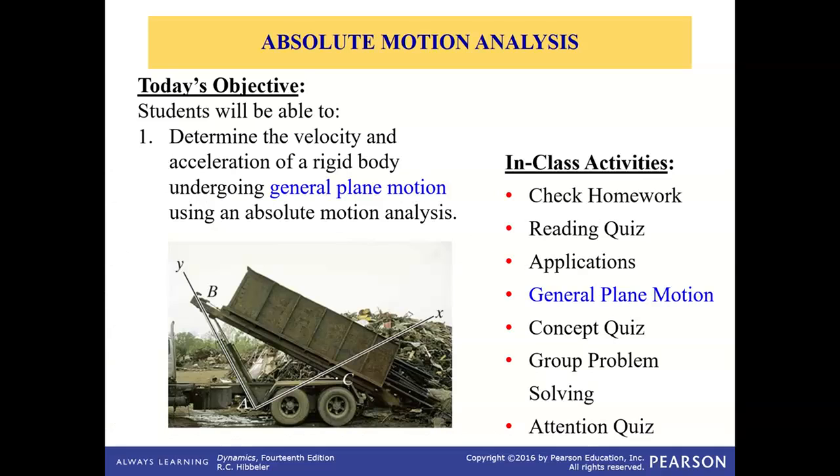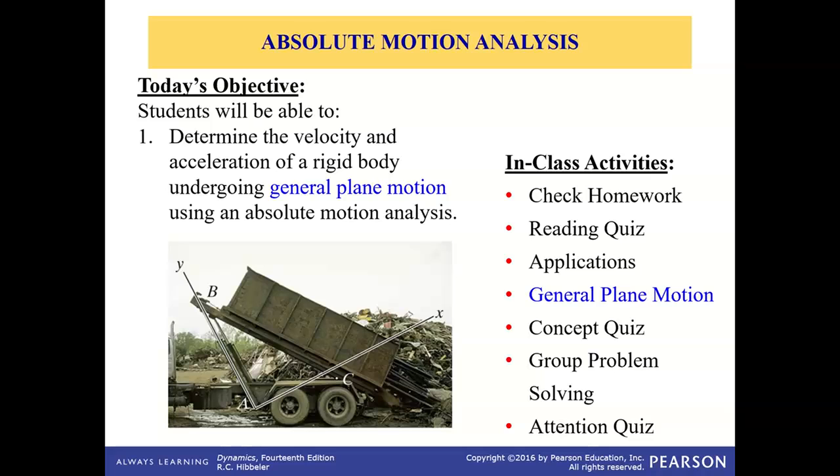So the objective of this class is to determine the velocity and acceleration of a rigid body undergoing general plane motion using an absolute motion analysis. In previous class, we have studied that a rigid body can have three different types of motion: pure translation or curvilinear translation. Second one is pure rotation.